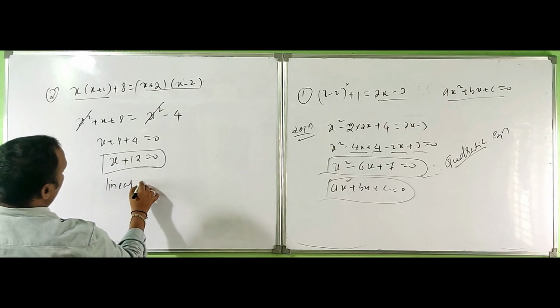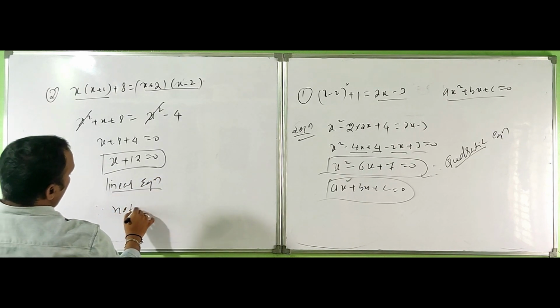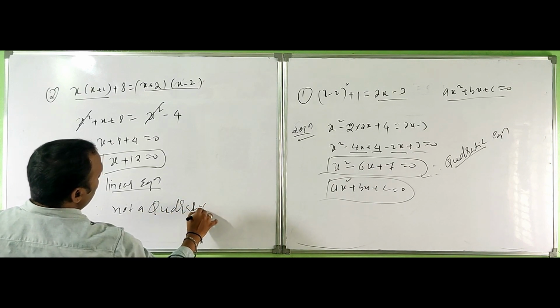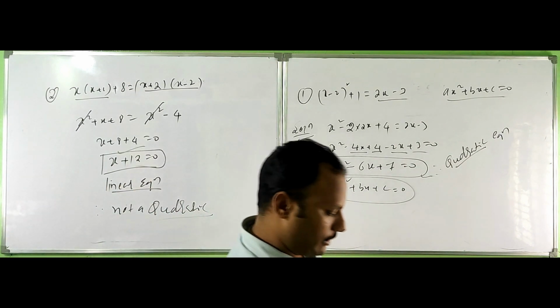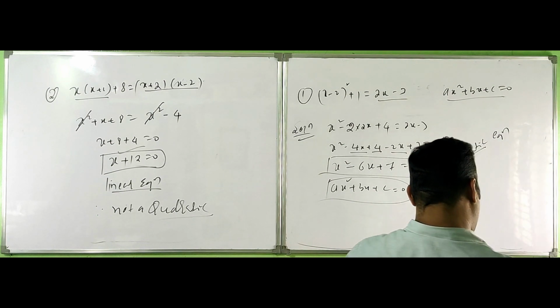Linear equation. Therefore, this is not a quadratic. If the degree is 1, it becomes a linear equation. Therefore, not a quadratic equation, right?